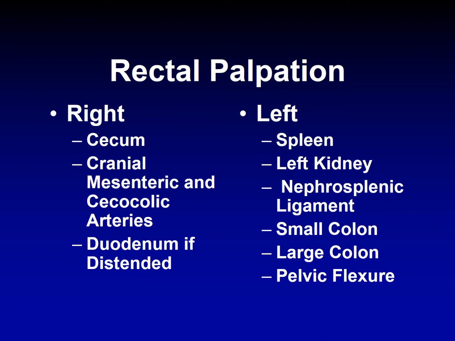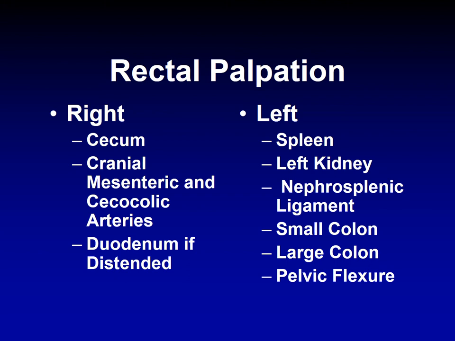Now, on the left-hand side of the animal, we will feel, I mentioned, the spleen, left kidney, nephrosplenic ligament, small colon, large colon, pelvic flexure, which is the connection between the left ventral and the left dorsal colons. These structures must be remembered.